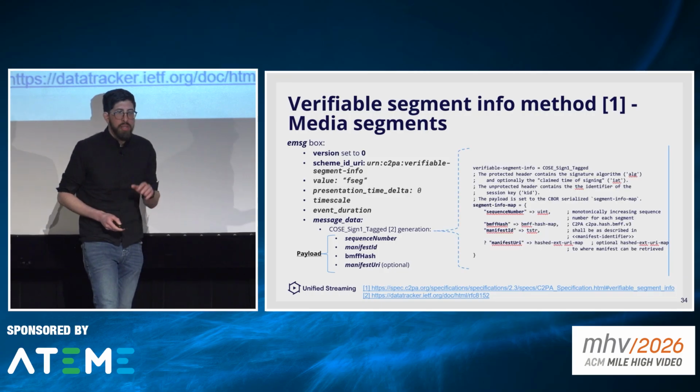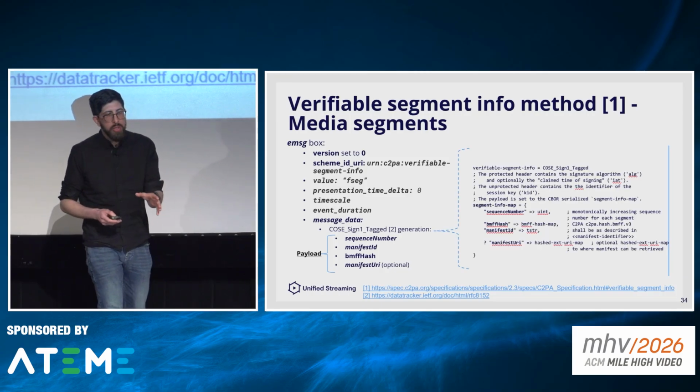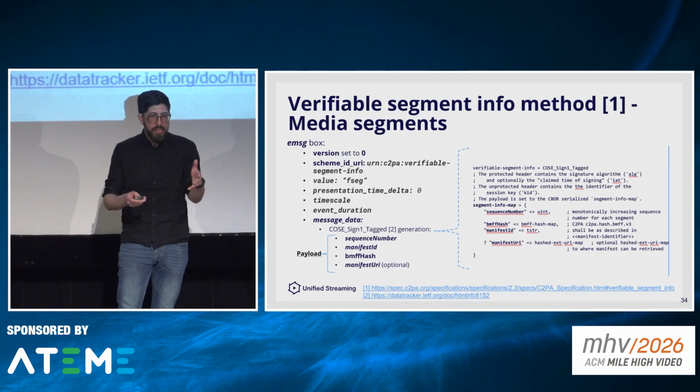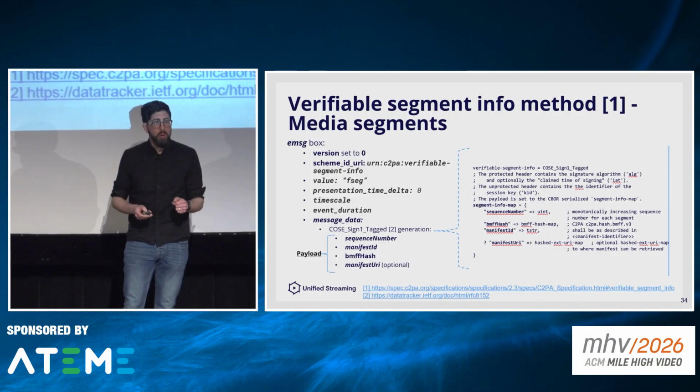So again, there's a little bit more detail here. I won't go into the example, but I also added the URLs.